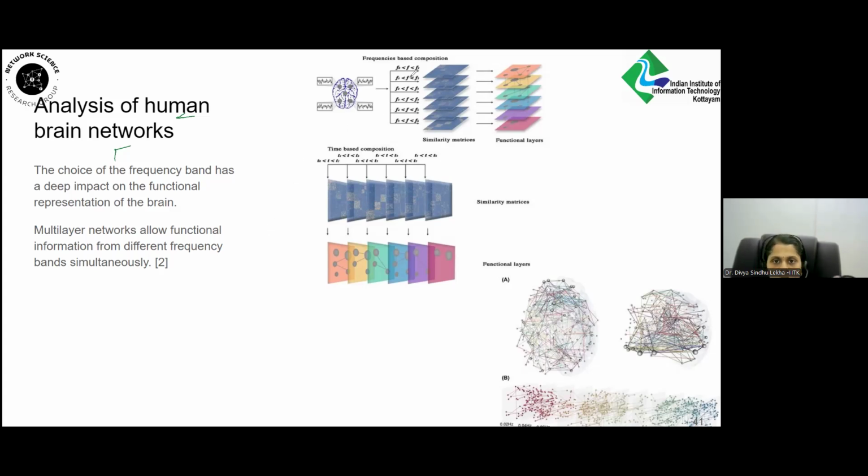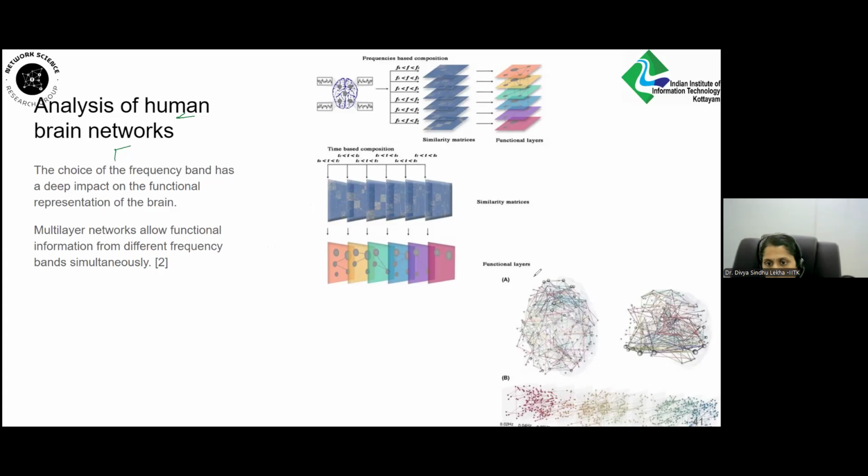Okay, usually in fMRI, we consider a single frequency or a range of frequencies, and whatever correlations are available from that frequency are captured and converted into the functional relationship or functional dependency between regions. But when we want to consider multiple frequency bands, we capture more information about the connectivity between different brain regions, and there we could make use of a multi-layer network.